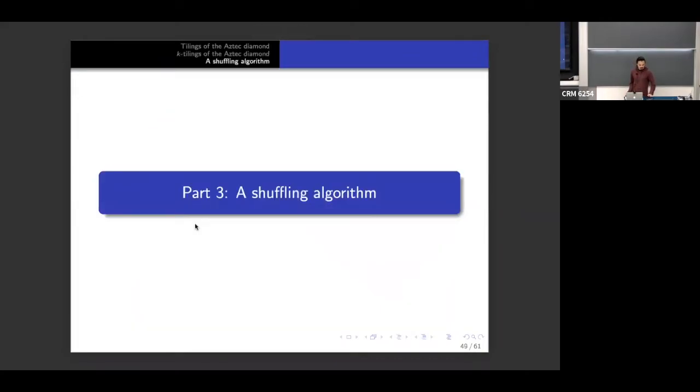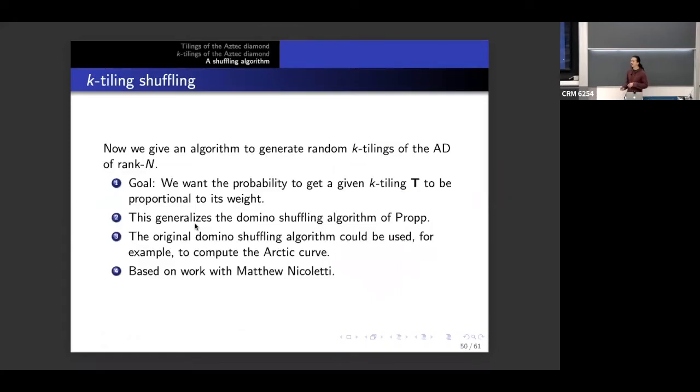All right. So in the last few minutes, I want to describe a shuffling algorithm. So this is a way to generate random K-tilings, where the probability you get a specific tiling is proportional to the weight of the tiling. So this is how I did those simulations. And it's pretty much straightforward, well, it's maybe a little surprising that it works, but it turns out the algorithm is almost exactly the same as the original domino shuffling algorithm, for people familiar with that. And that original domino shuffling algorithm could be used to do a lot. It was very powerful.